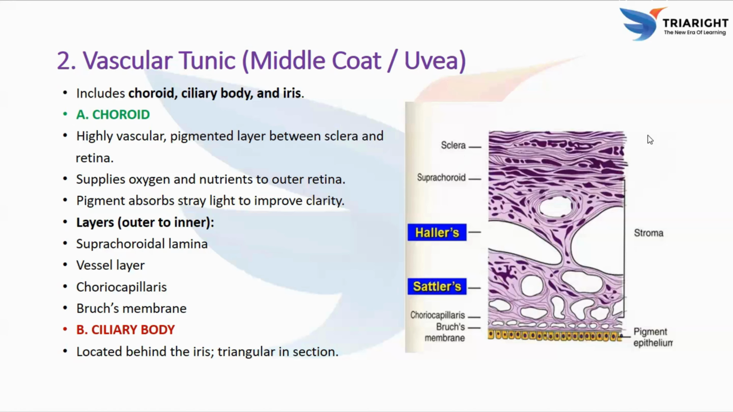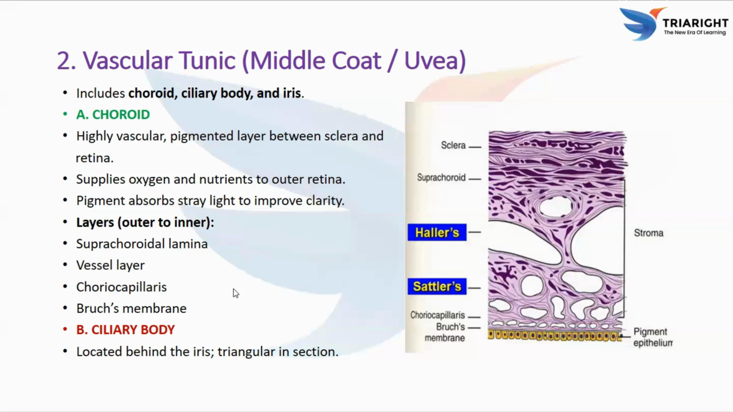In this diagram, you can clearly see the sclera is the outermost layer, then the suprachoroid, Haller's layer with large vessels, Sattler's layer with medium vessels, the choriocapillaris with tiny capillaries, Bruch membrane, and the pigment epithelium, which is the first layer of the retina. This layering helps to visualize the transition from large vessels to small vessels to the retinal surface.